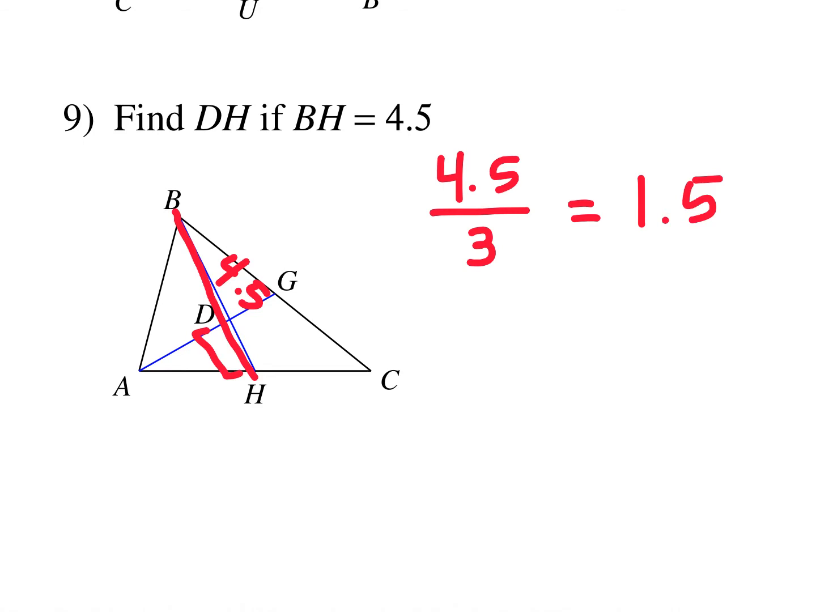So DH, the part that they want us to find, is that the 2/3 part or is it the 1/3 part? The part that touches the vertex is the 2/3. So that's not the one they wanted us to find. They wanted us to find the other piece, which is 1/3. So this 1.5, I'm going to times it by 1. But of course, multiplying by 1 doesn't do anything to your number, so it's going to stay 1.5.